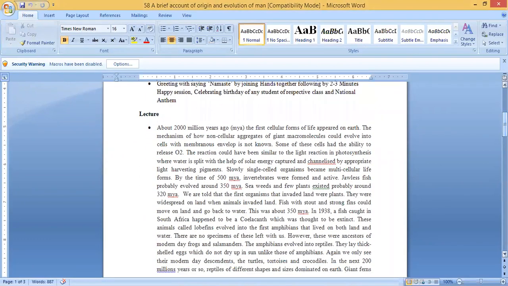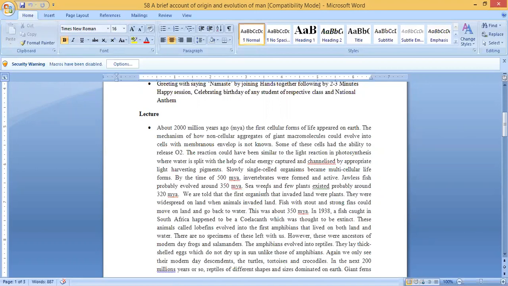The mechanism of how non-cellular aggregates of giant macromolecules could evolve into cells with membranous envelope is not known. Some of these cells had the ability to release oxygen. So the reaction could have been similar to the light reaction in photosynthesis, where water is split with the help of solar energy captured and channelized by the appropriate light harvesting pigments. Slowly, the single celled organisms became multicellular life forms.